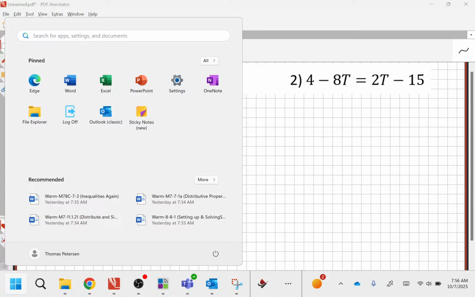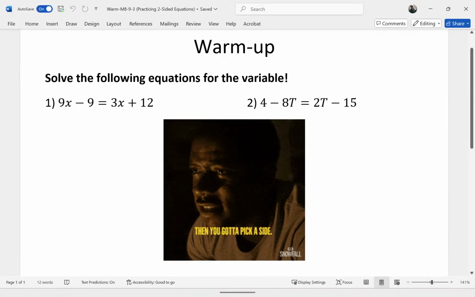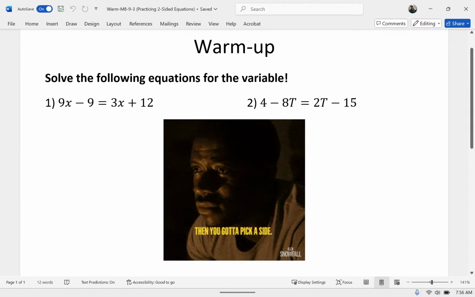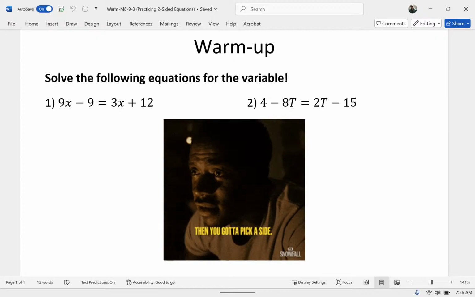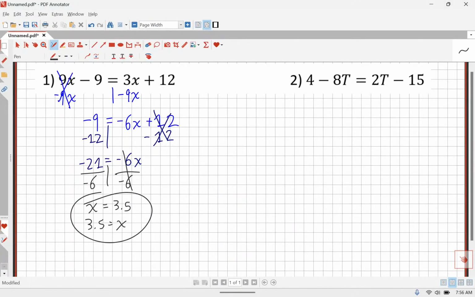That's actually why I put this GIF here. This GIF was actually a little bit of advice, guys. You just got to pick a side, right? It doesn't even matter. Like, you're sitting there being like, I don't know which side to be on. You just got to pick a side. Pick a side, go for it, and you're going to be okay. All right, let's look at the next one.